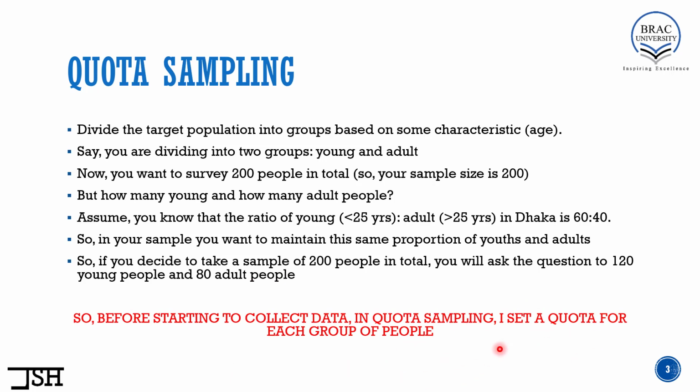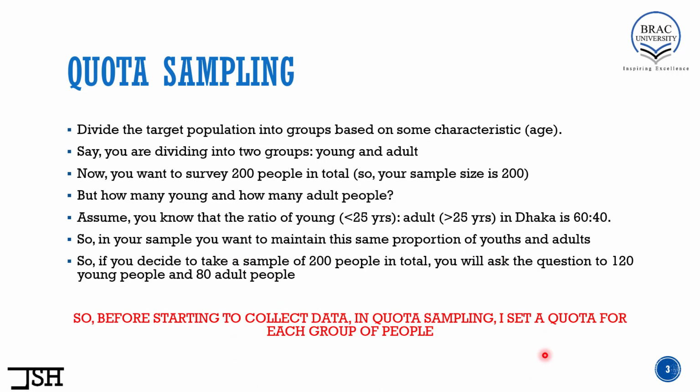So what I did here, before even starting to collect data or going out on the streets to talk to people, I have decided in my head that yes, among the 200 people, I will maintain the ratio of 60 to 40, and that is why I have decided on a quota of 120 young people in my sample and another quota for 80 adult people in that same sample. And that is the reason we call it quota sampling. Again, why? Because before collecting data, we set quota for specific groups of people.